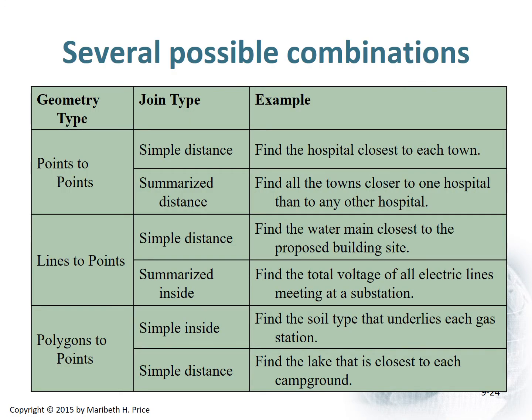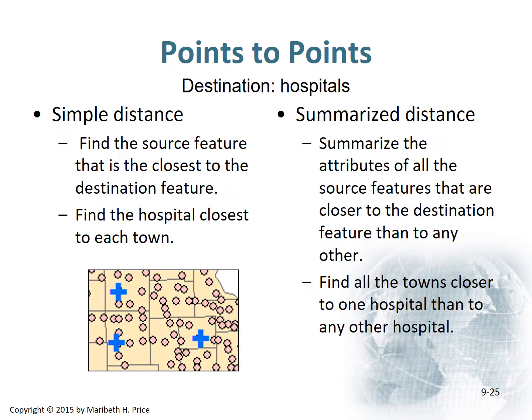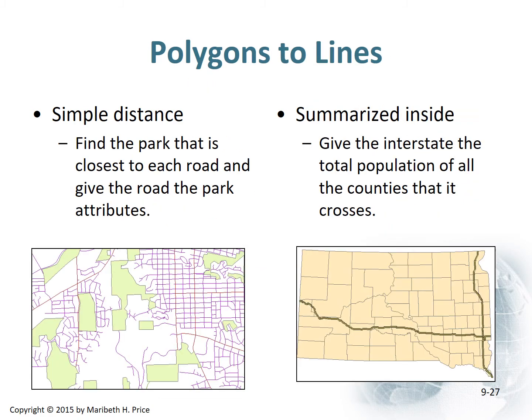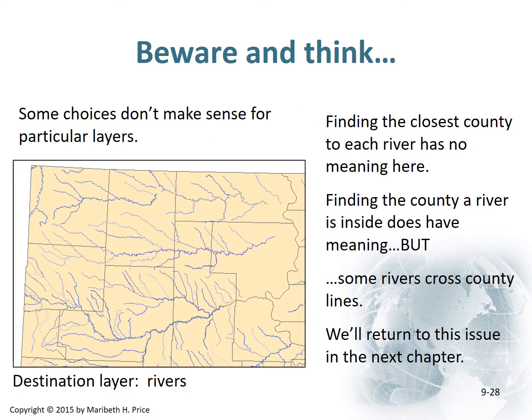So this shows you the different types of joins and an example of each. If you can understand this, you're in pretty good shape as far as understanding the different types of joins. More examples of points, examples of polygons to points, examples of polygons. Be very cautious and make sure that what you're doing makes sense and has meaning, because sometimes some of the possible things you can run really don't tell you anything.